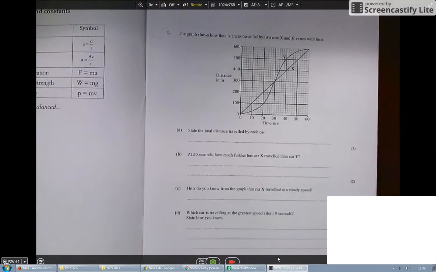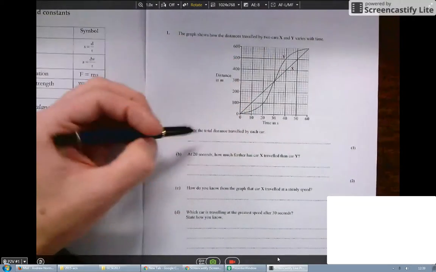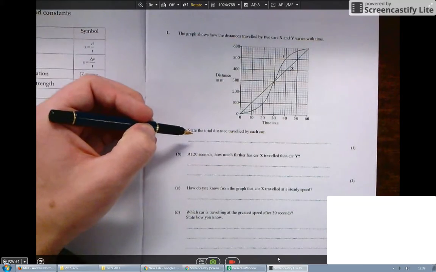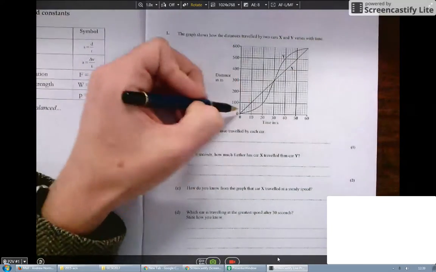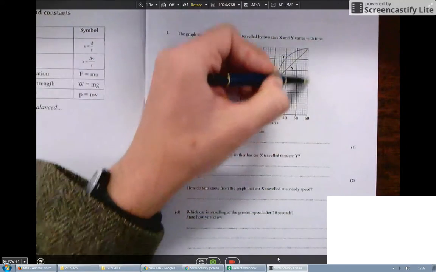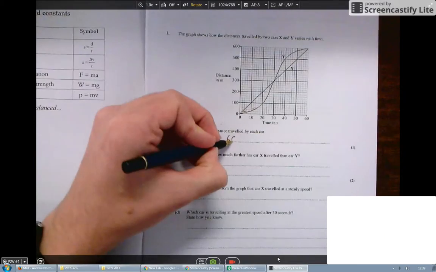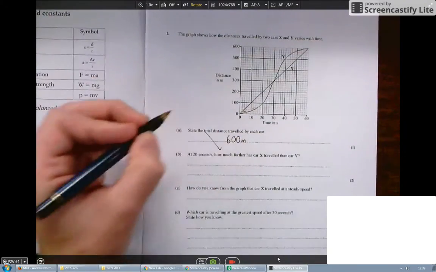The graph shows how the distances travelled by two cars X and Y varies with time. First question is, what is the total distance travelled by each car? And we can just read this off. Both X and Y end up at the end of the time, which is 60 seconds, 600 metres away from the starting point. So the answer here for 1 mark is 600 metres.